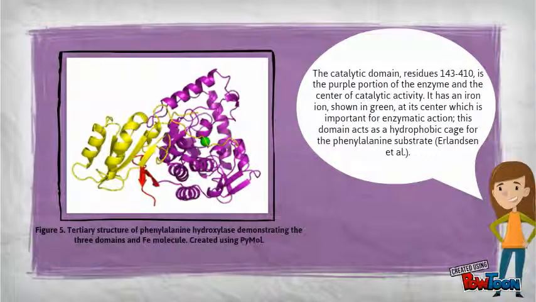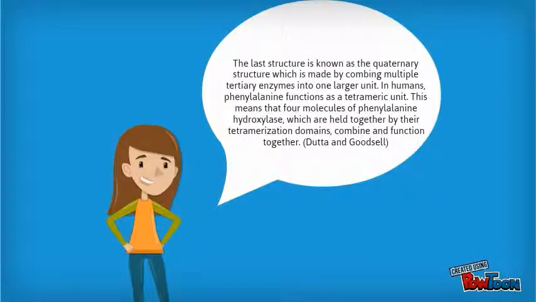The catalytic domain, residues 143 through 410, is the purple portion of the enzyme and the center of catalytic activity. It has an iron ion, shown in green, at its center, which is important for enzymatic action. This domain acts as a hydrophobic cage for the phenylalanine substrate. The last structure is known as the quaternary structure, which is made by combining multiple tertiary structures into a larger unit. In humans, phenylalanine hydroxylase functions as a tetrameric unit. This means that 4 molecules of phenylalanine hydroxylase, which are held together by their tetramerization domains, combine and function together.